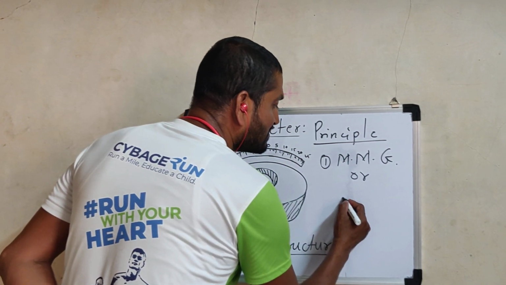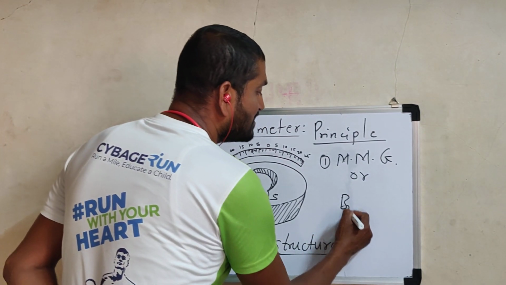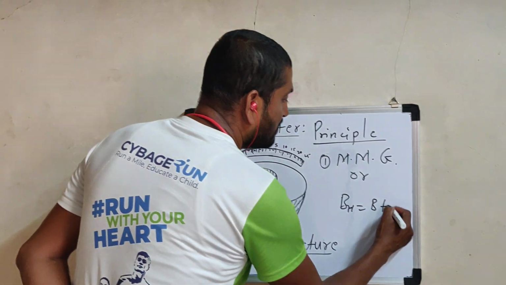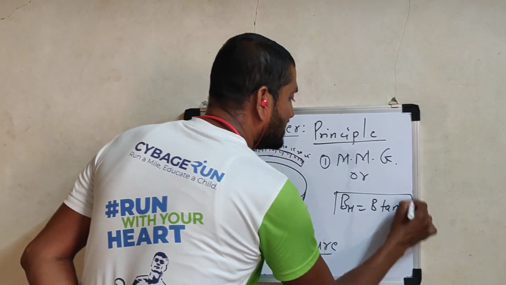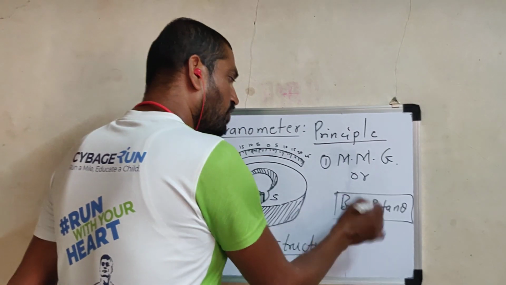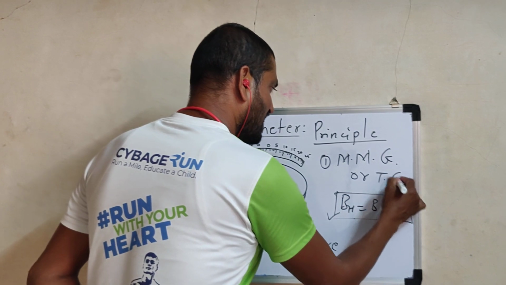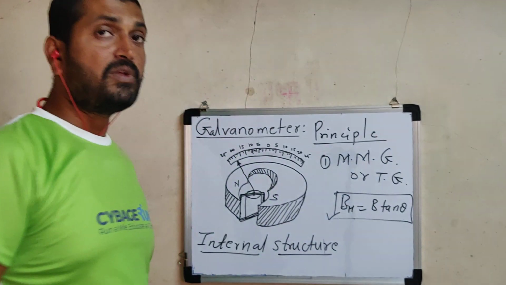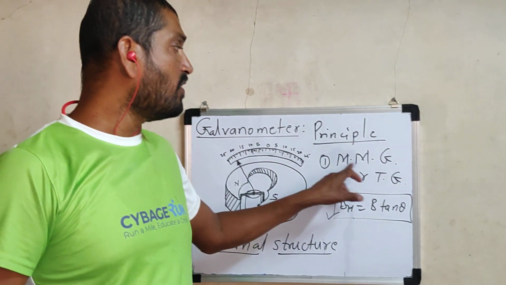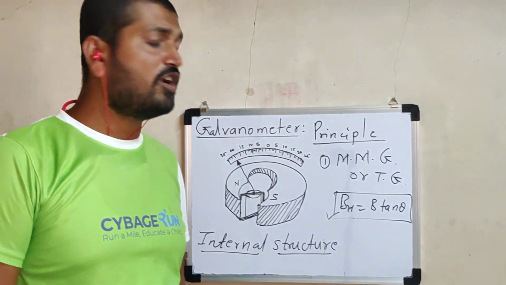Tangent law states that, what is tangent law? Anybody? BH is equal to B tan theta. This is the statement of the tangent law, which we already considered in the topic magnetism. As it works on the principle of the tangent law, it is also called a tangent galvanometer. MMG or TG, moving magnet galvanometer, is also called a tangent galvanometer. But this is not part of our syllabus.